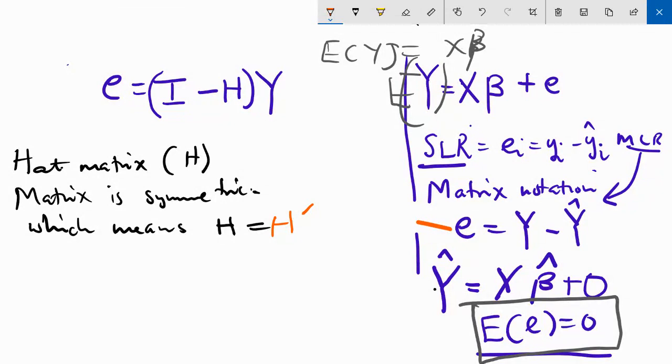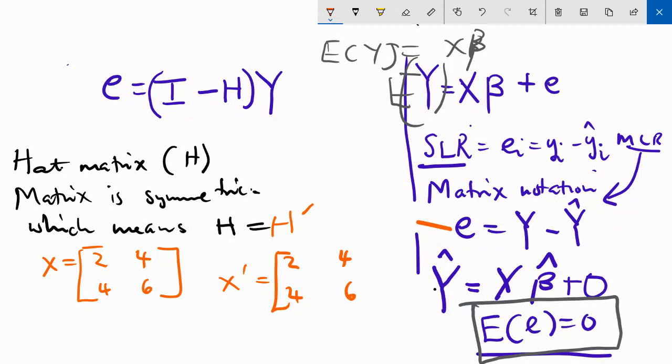Why am I saying this? If we're having an X matrix, which is given by 2, 4, 4, 6, what is X transpose? What is the transpose of this matrix? 2, 4, 4, 6. It's the same thing, isn't it? It's the same thing. So we can replace H prime by H.